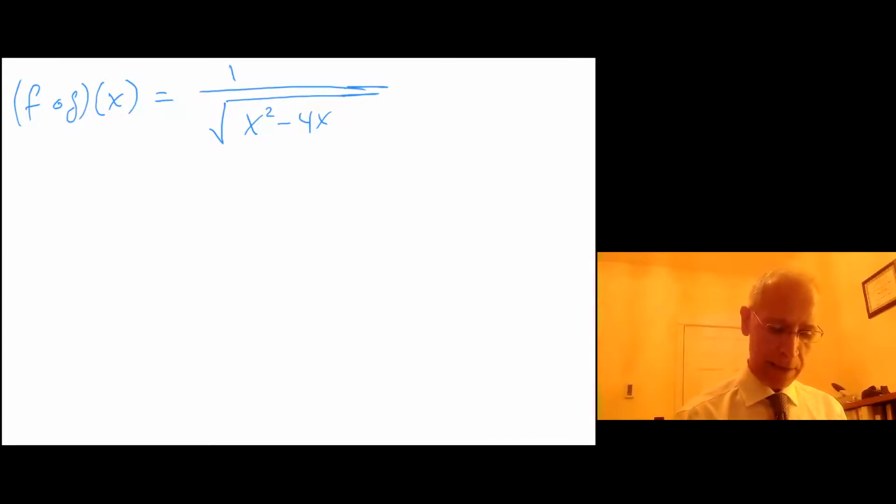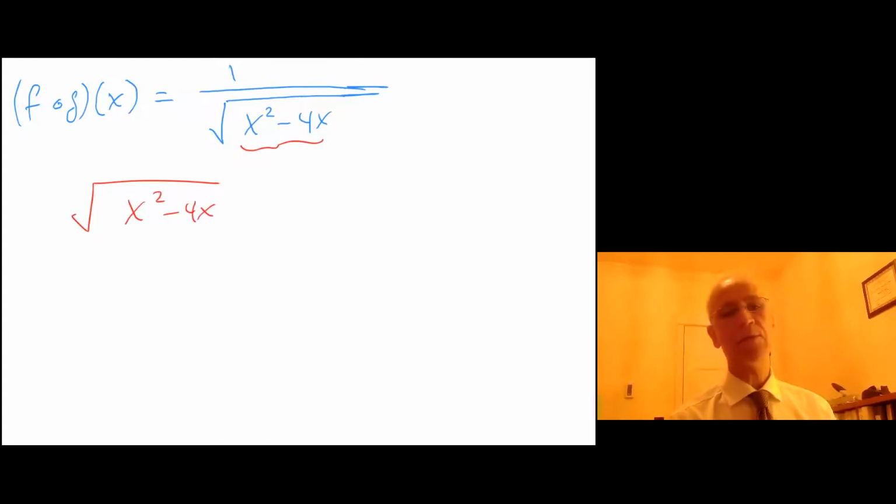So I know that here, x squared minus 4x has to be greater than or equal to 0 for the square root. So square root of x squared minus 4x is only meaningful if x squared minus 4x is greater than or equal to 0. But because this is in the denominator and I cannot have a 0 in the denominator, I cannot have that equal to 0. So what does that mean to us? That means that I have to find out my critical numbers.